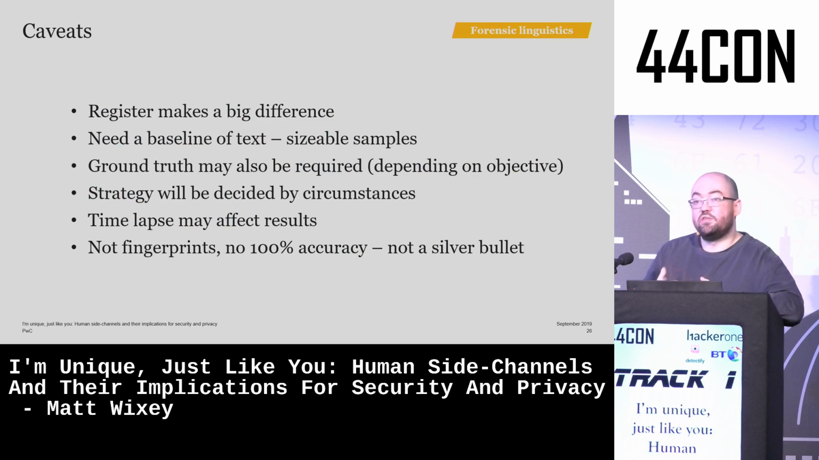There are some caveats to using forensic linguistics for things like threat intelligence or incident response. The first is that register makes a big difference. So in linguistics, register is the context that you're writing something in, the purpose, the audience, all that kind of stuff. And it does make a big difference, as I'll show you in the next couple of slides. You do need a baseline of text with some sizable samples. You may need some ground truth as well. Time-lapse might affect results. So if you've got someone writing something in 2003 and then someone writing something in 2019, it may be a very different writing style because over time people do change. And important to remember, this isn't a silver bullet. You're not going to get 100% accuracy.